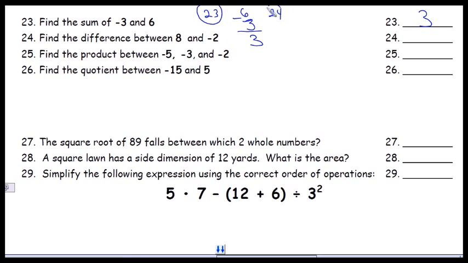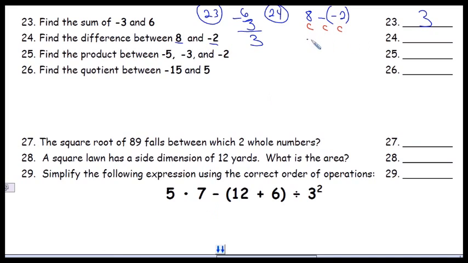Now number 24 says find the difference between 8 and -2. But when we find the difference, it's the same thing as addition, but we have to do the copy, change. So we have 8 minus a negative 2, and we're going to do copy, change, and then change.